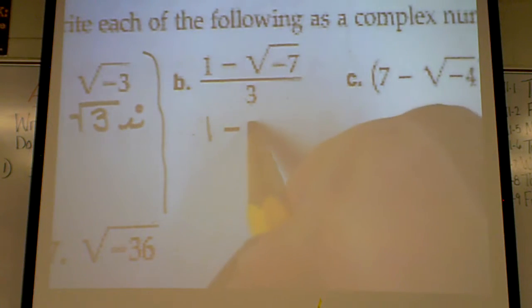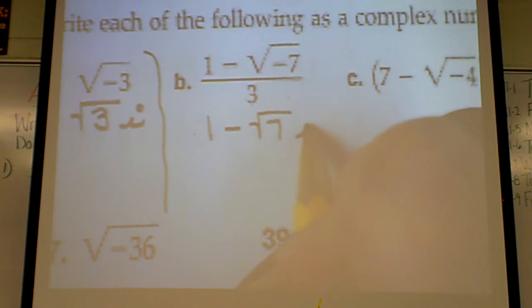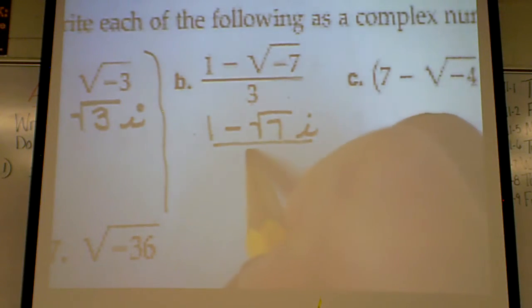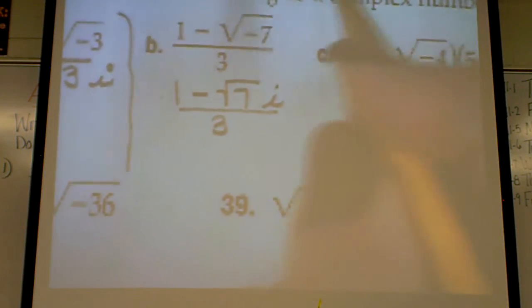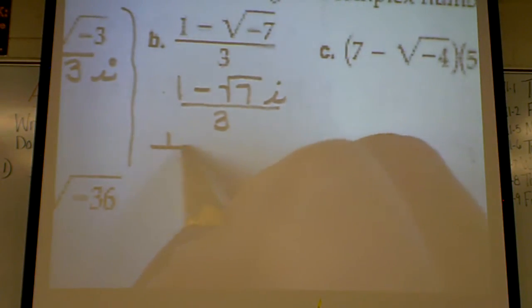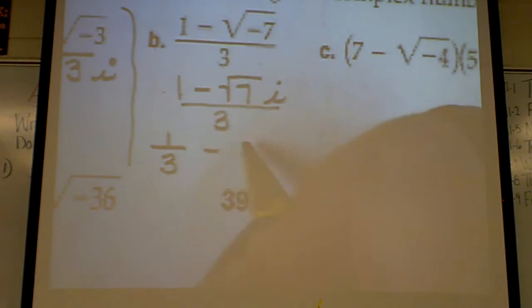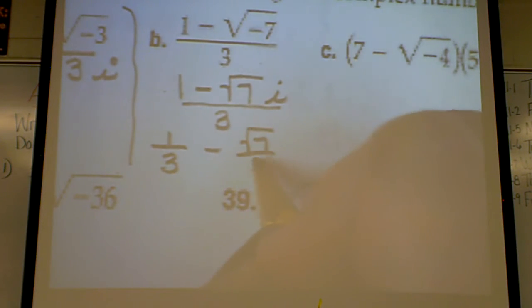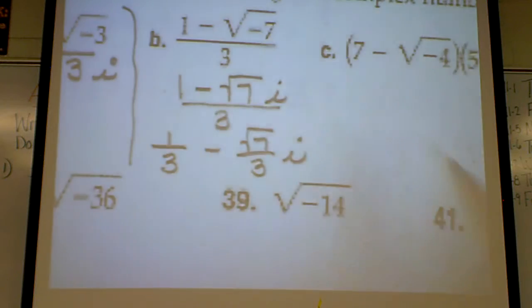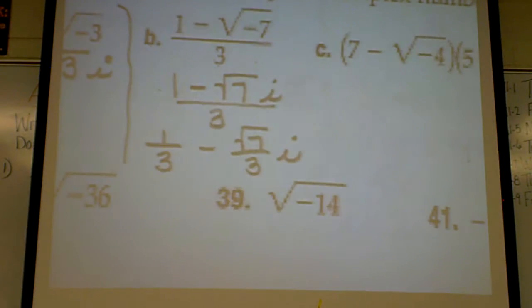1 minus root 7i over 3. Can you rewrite this differently? 1/3 minus root 7 over 3 i. That's standard form. And how about C? What would you do on this one?